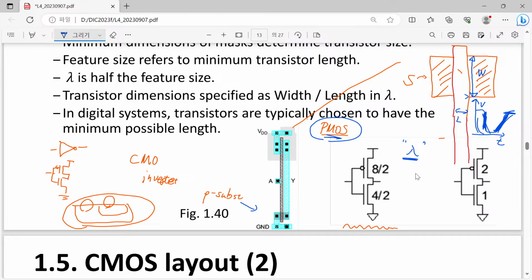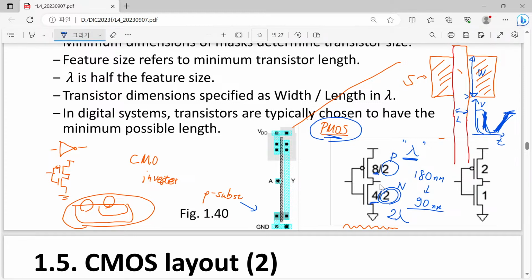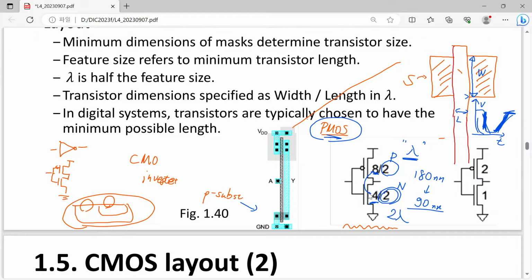For example, if you have 180 nanometer technology, then your lambda is 90 nanometer. And then the shortest length you can achieve is what? The shortest length you can achieve as a gate length is 2 times lambda. So here 2 times lambda means that actually you have used the shortest gate length for your NMOSFET and your PMOSFET at the same time. Then only the widths differ in order to compensate for the difference of your electron mobility and hole mobility.